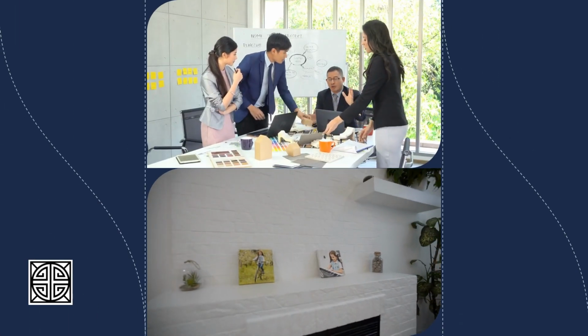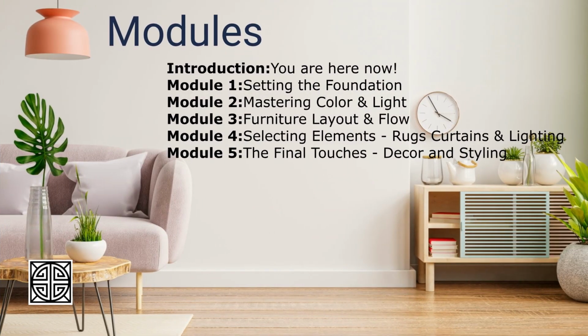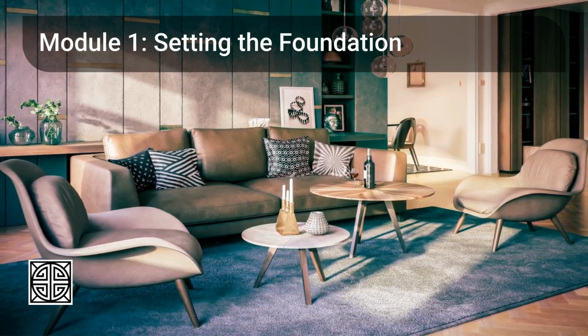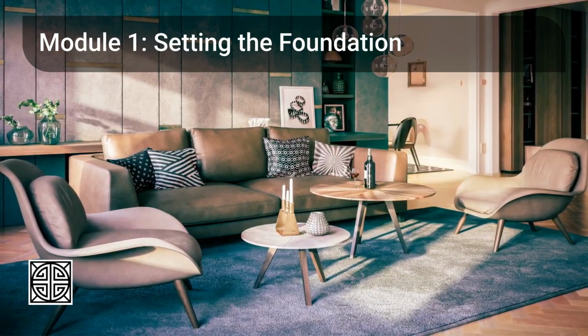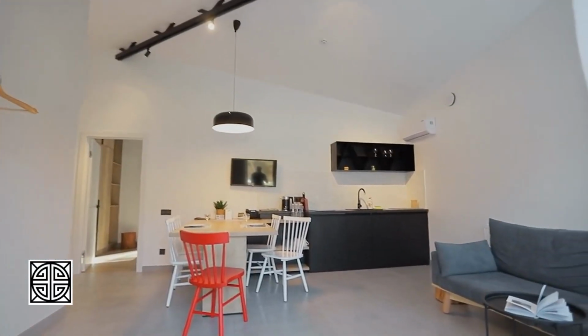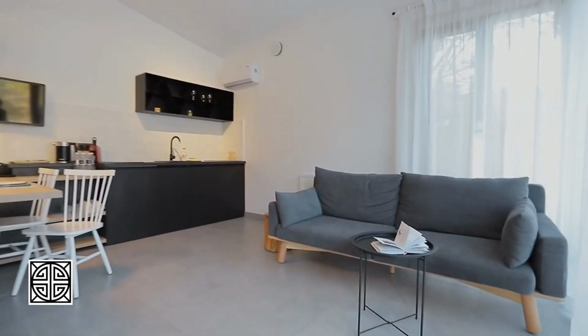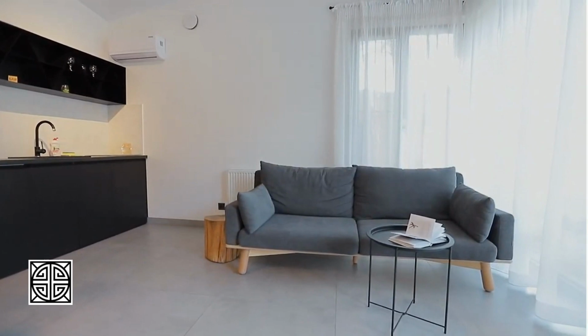Our goal is to make design accessible and fun. The course is broken down into 5 focused modules, covering everything from foundational concepts to the final styling touches. We kick off with Module 1, Setting the Foundation. This is where the magic begins by defining the core elements of your space. The first lesson is how to define the function and mood of a room. Understanding the purpose and desired feeling of a space is crucial for successful design.